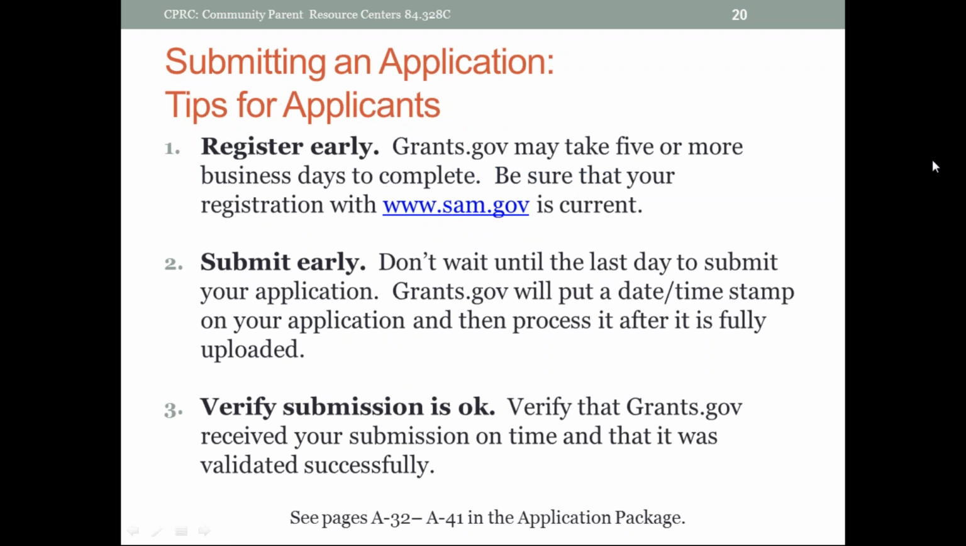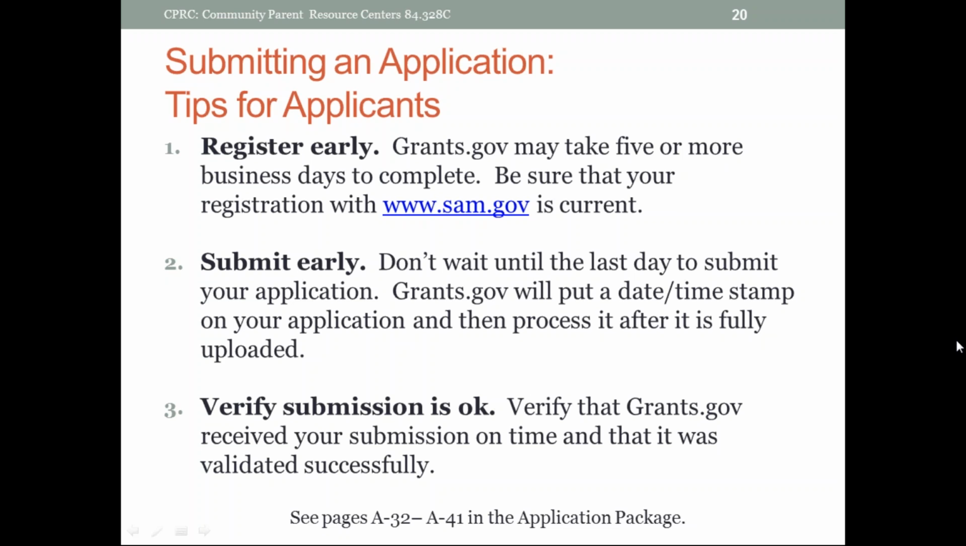You must register early in grants.gov because it may take up to 5 business days to get registered. If you are not a current grantee with this program or any other program and don't have a registration in sam.gov, which you need before you can go into grants.gov, you have to start that right now. The minute you get off this phone call, go into sam.gov and start the process for registering, and then go into registering in grants.gov.